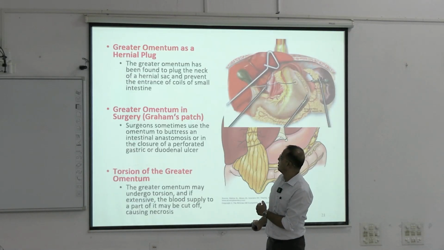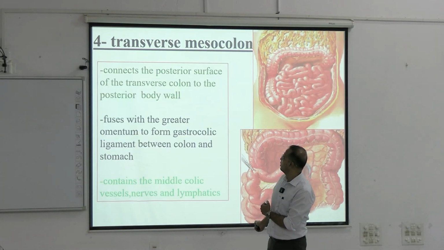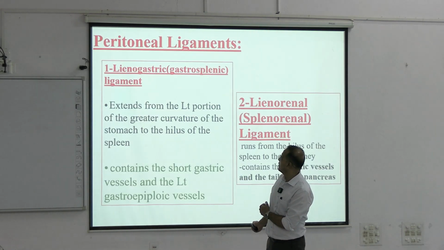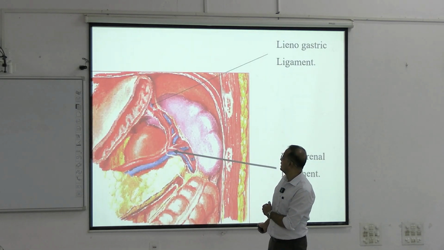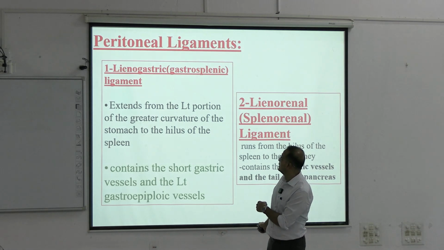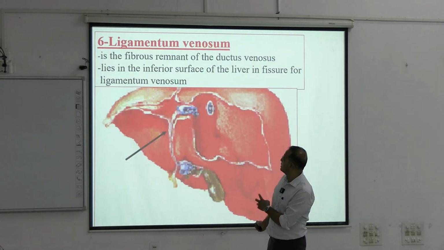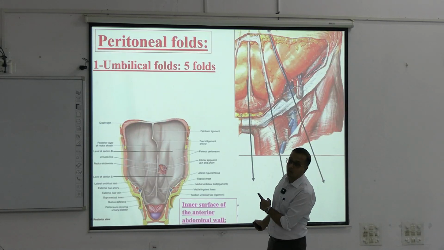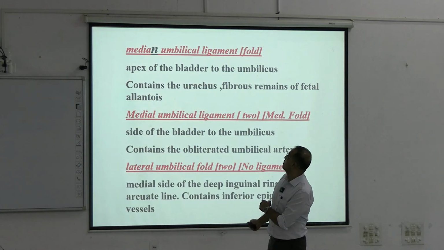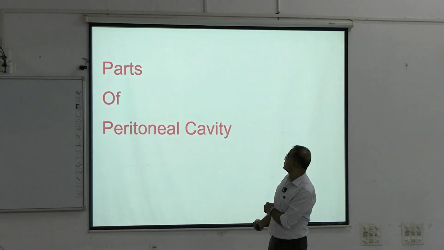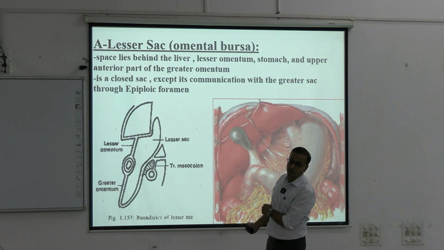The rest of the peritoneum we will have to cover, like this one we call the mesentery, transverse mesocolon, sigmoid colon. Then we have to talk about the peritoneal ligaments, that is why we are talking about them, and the contents of the ligaments. And then we have to talk about the peritoneal folds. Then we are going to talk about the peritoneal folds and the parts of this peritoneum. We call them the greater sac and then the lesser sac.